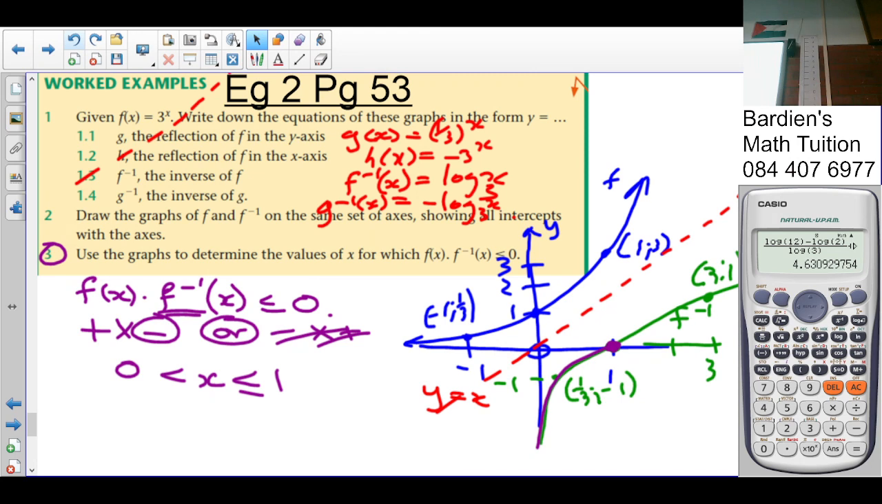Alright, so for homework, I want you guys to do exercise 3, number 1. There are 4 sums there. You don't have to do number 2. So exercise 3, number 1, says 1.1 to 1.4, and that is on page 54.